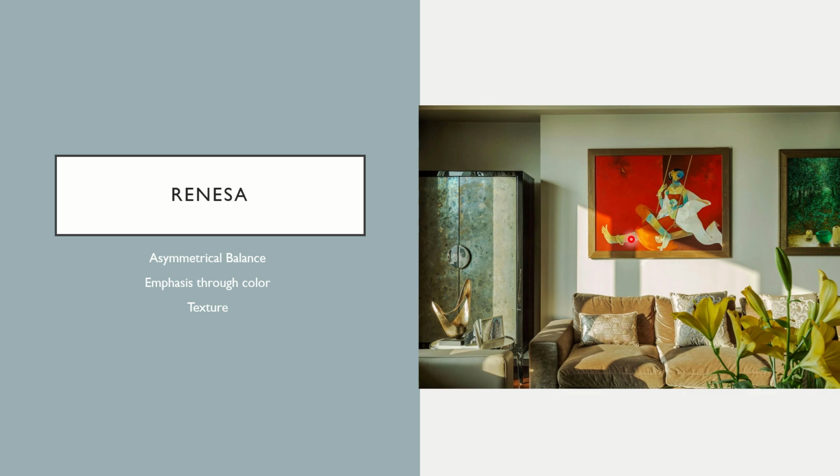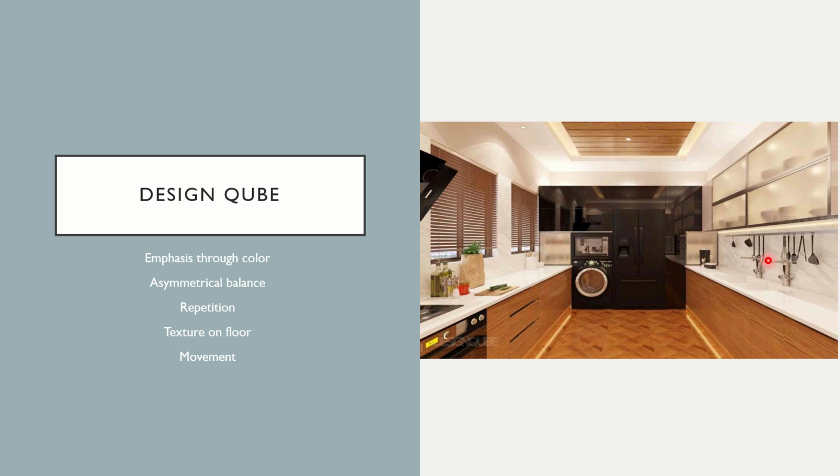Coming to this picture, I can find asymmetrical balance here. I can see the emphasis through color with this picture, and I can see the texture here as well. Moving ahead, from the design cube, I can find an asymmetrical balance in this picture. I can see the repetition of these lines and the drawers as well. I can see emphasis through color because this black color is the focus of this picture. We can see the texture on the floor, and we can find some kind of movement this way, either this side or this side as well.